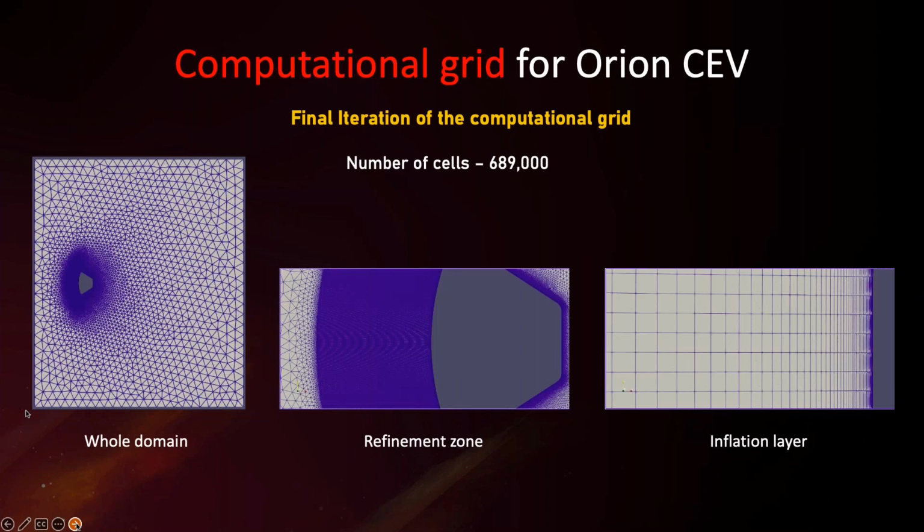This is another snapshot of the grid that we have prepared for the Orion CEV. You see the whole domain, and then the refinement zone, where the region close to the surface, for example the stagnation point, and also the location through which the shock goes, has been well resolved using a refinement zone and also an inflation layer. On the right is a close-up view of the inflation layer. We had to do this to capture the heat flux properly.